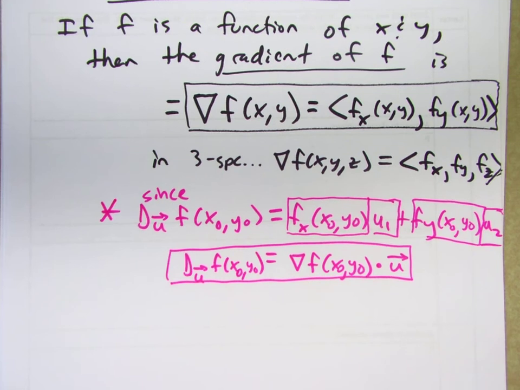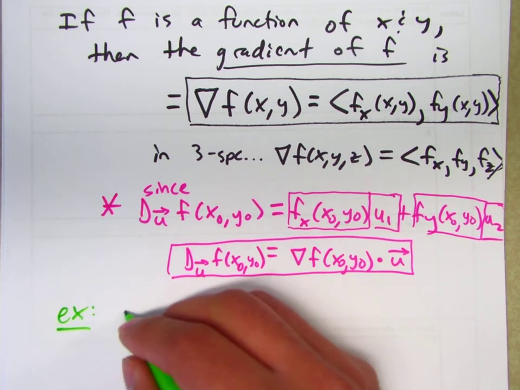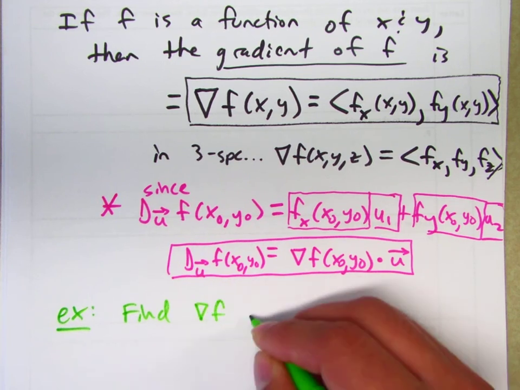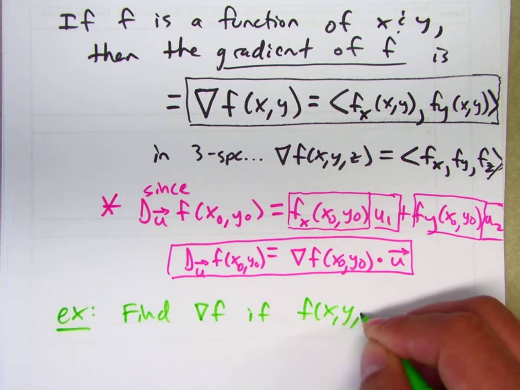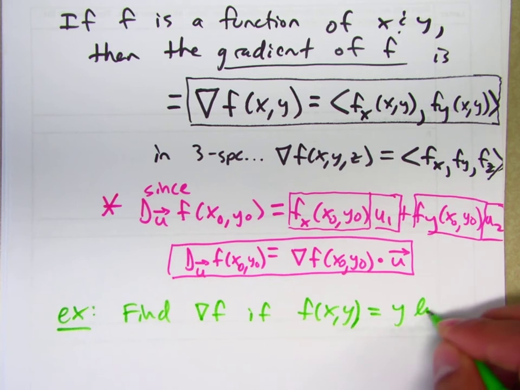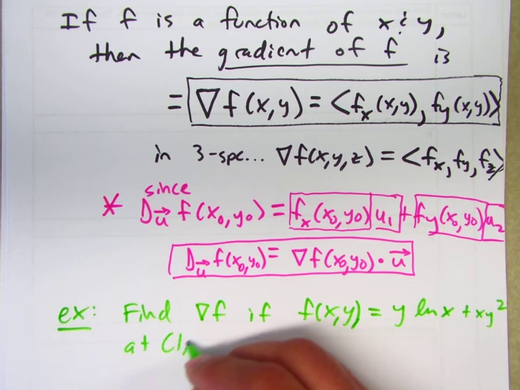So let's go ahead and just do a quick example. Go ahead and find the gradient of f if f of x, y is equal to y natural log of x plus x y squared at the point 1, 2.